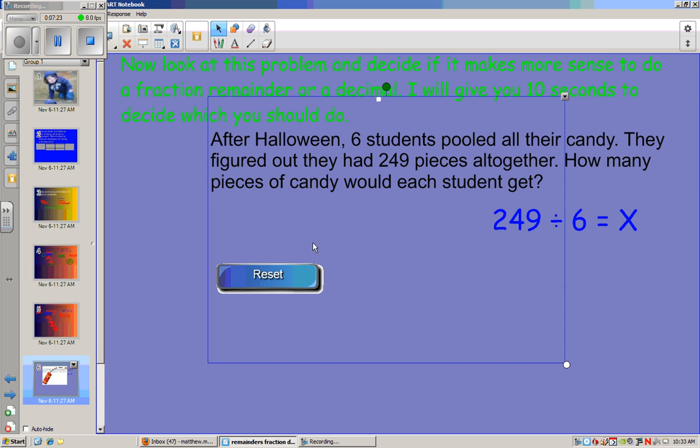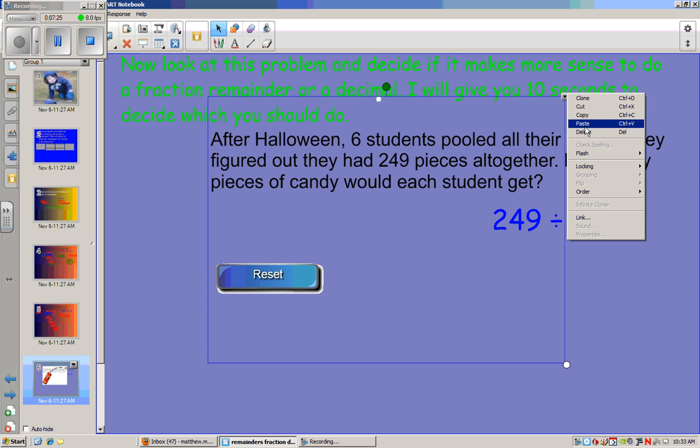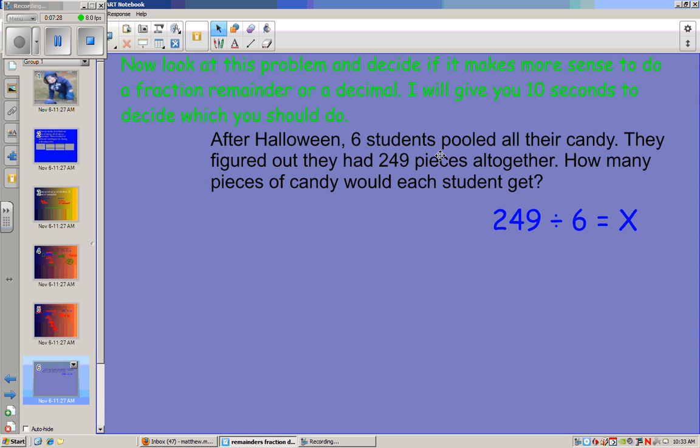All right, you just exploded the dynamite. I hope you came to the conclusion that you should probably do a fraction with this one. So you don't have to figure this problem out, but if we were to do that, you would end up with a fraction as a remainder here, not a decimal. You would end up with a fraction.